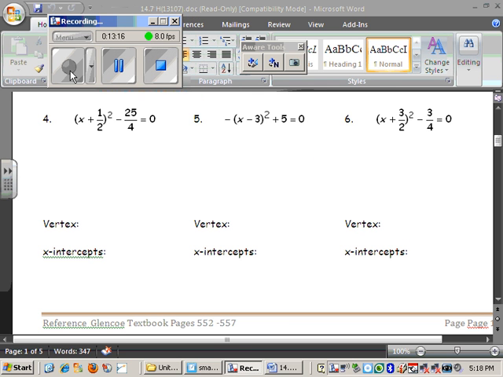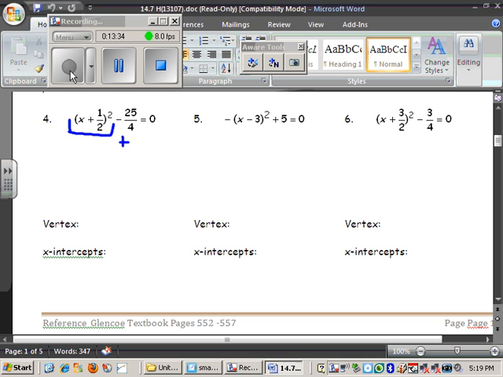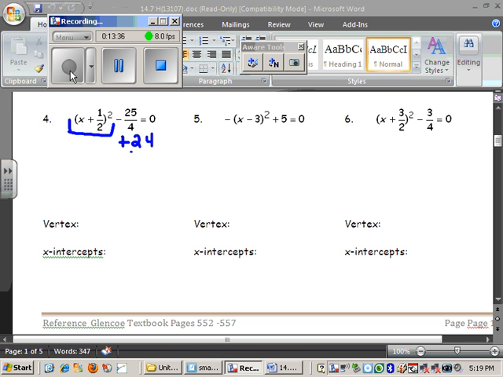In problem number 4, we have fractions, and a lot of times we're really quick to get a little paranoid whenever we see fractions. But you're really just going to solve this problem just like you would all of the others. So to start off with, I'm going to isolate my quadratic portion right here by adding 25/4 to both sides. 25/4.